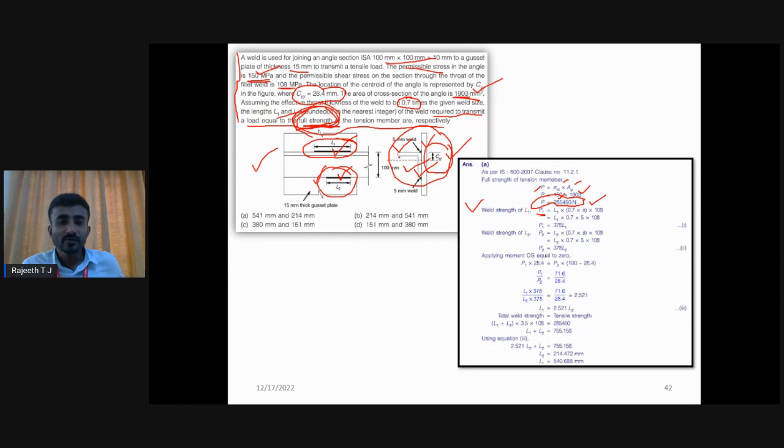What is P1? The force induced in the outstanding leg here in this connection part. P1 is nothing but stress into area in the weld. Area of the weld is length of the weld into effective throat thickness. Length of the weld here is L1, given in the figure. Throat thickness here is 0.7 into S, where S is the size of the weld. Whether the size is given, we will check. If it is not given, it will automatically cancel, no need to worry.